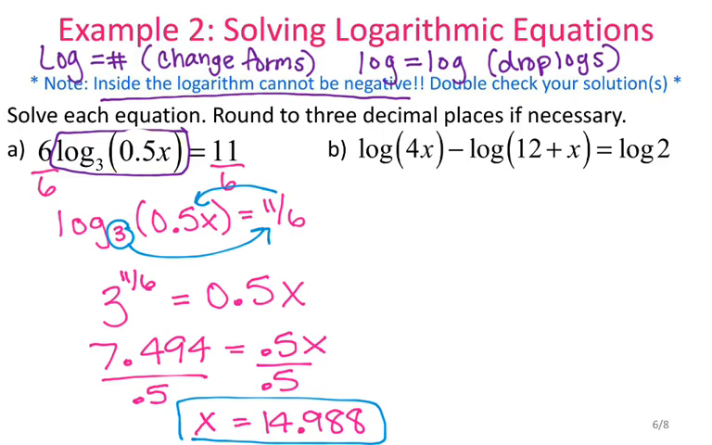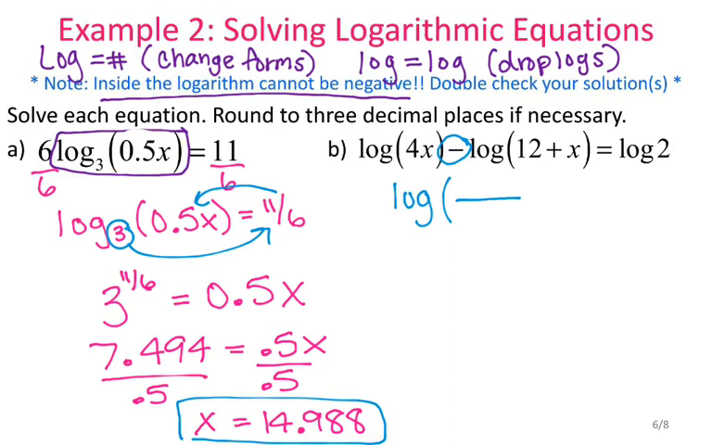For letter B, I have two separate logarithms. I have log of 4x minus log of 12 plus x equals log of 2. These two logarithms on my left side I need to condense. So I need to think back to my logarithmic properties. Since I am subtracting logarithms, I'm going to take what's inside my logarithms and divide them.